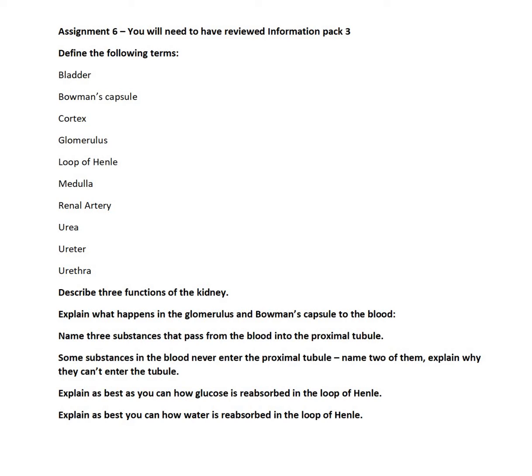Urea is the metabolic waste that is found in a higher concentration in urine. It is not reabsorbed at the kidney. It remains filtered from the blood, stays in the filtrate, and makes part of the urine. The ureter is the tube that runs from the kidney to the bladder. The urethra is the tube that runs from the bladder to the outside of the body.